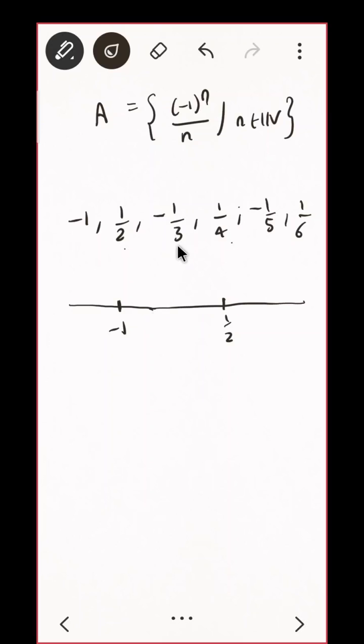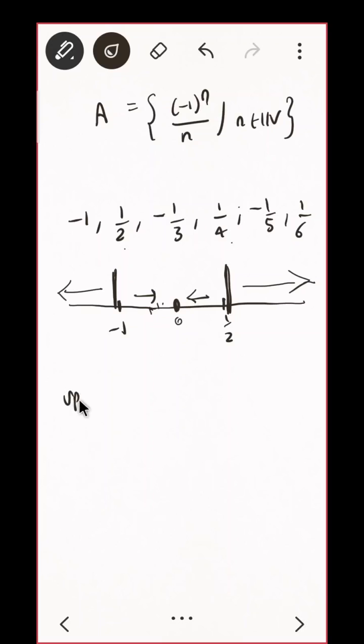Do you agree, everyone? Minus 1 by 3 will be somewhere here. So they are going towards 0. Can you see that? From either this side or that side, they are going towards 0. That is quite clear. Correct? So what are the upper bound and lower bound? Can you tell me? All the elements here are upper bounds. All the elements here are lower bounds. Correct?